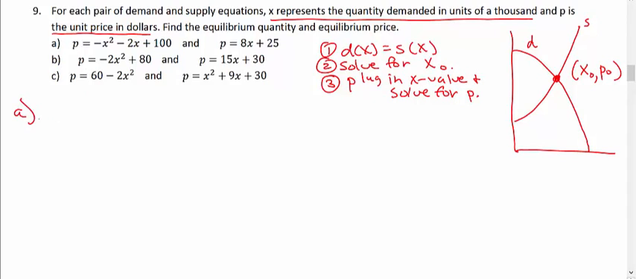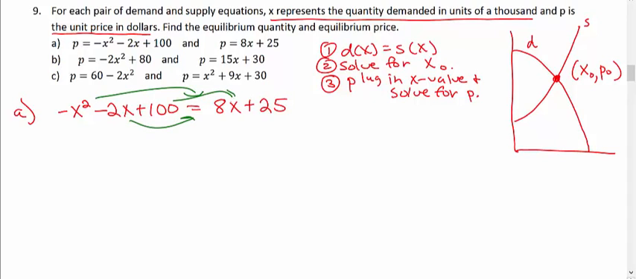So part A, we're going to take the demand function. We're going to set it equal to the supply function. And sometimes we end up with a quadratic equation that we need to solve. We're going to solve by factoring. I'm going to bring all of the terms over to the right-hand side. So when I move terms over, they will change signs. So I end up with positive x squared, adding that to both sides.